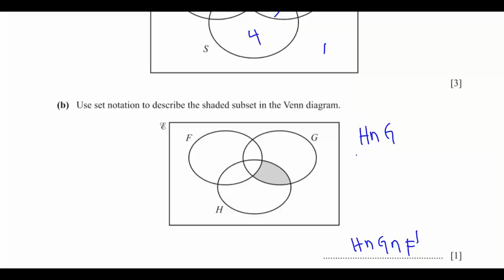So this is not H and G only. H and G only will be H intersection G, then intersection F complement. It's just like you are taking off the F part of it when you write it like this.